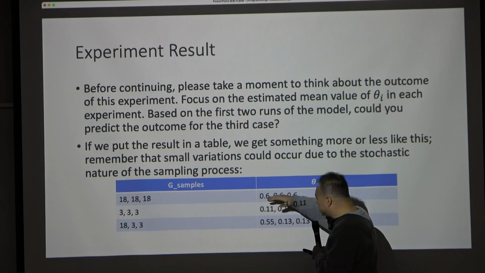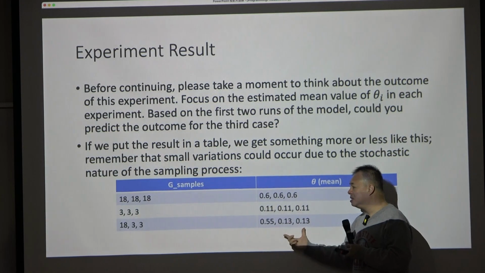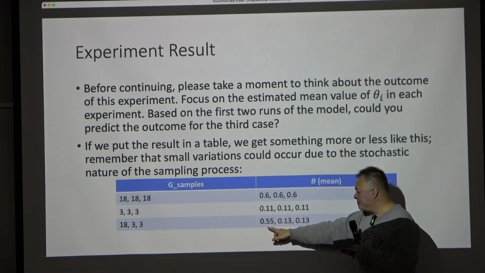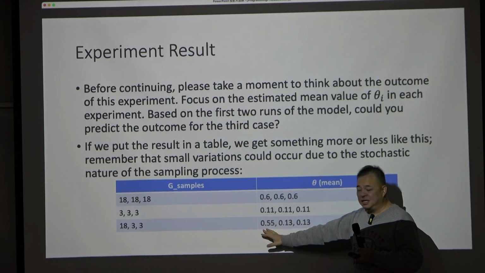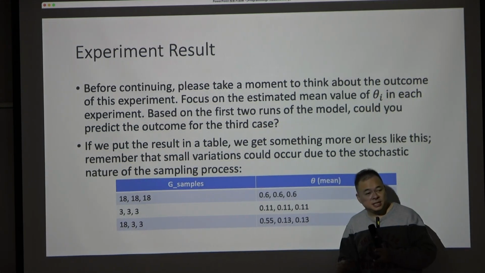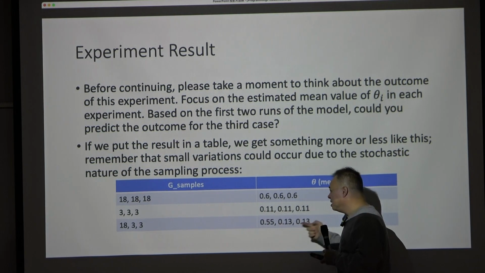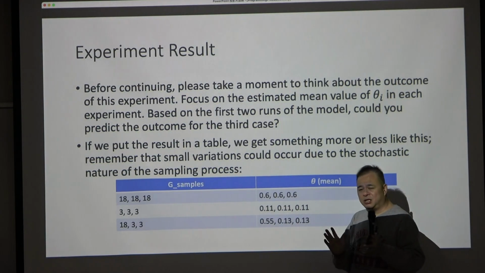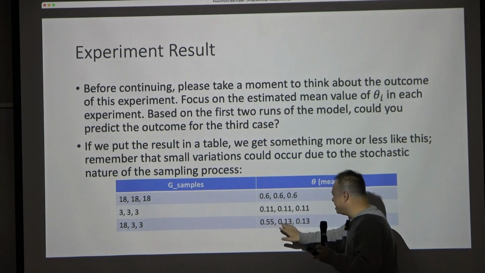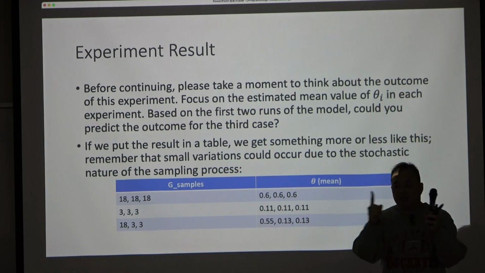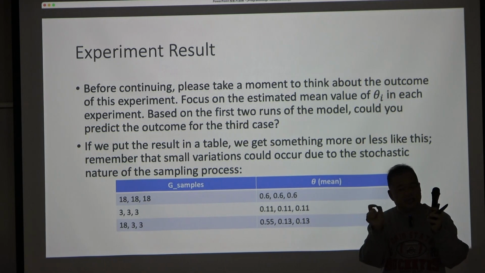But these 2 are not surprising, as I said. What is interesting is the third one, 18, 3, 3. We would have expected the first one to be close to 0.6, and the second and the third one close to 0.1. But you will see something like this. The first one is not 0.6. It's closer to... you see, not only this one, but the other 2 are drawn closer. They are pulled together.